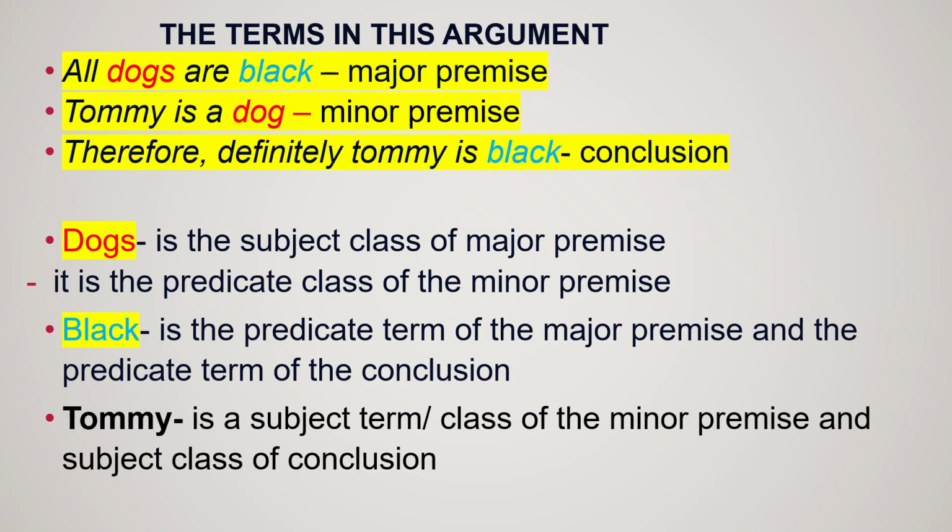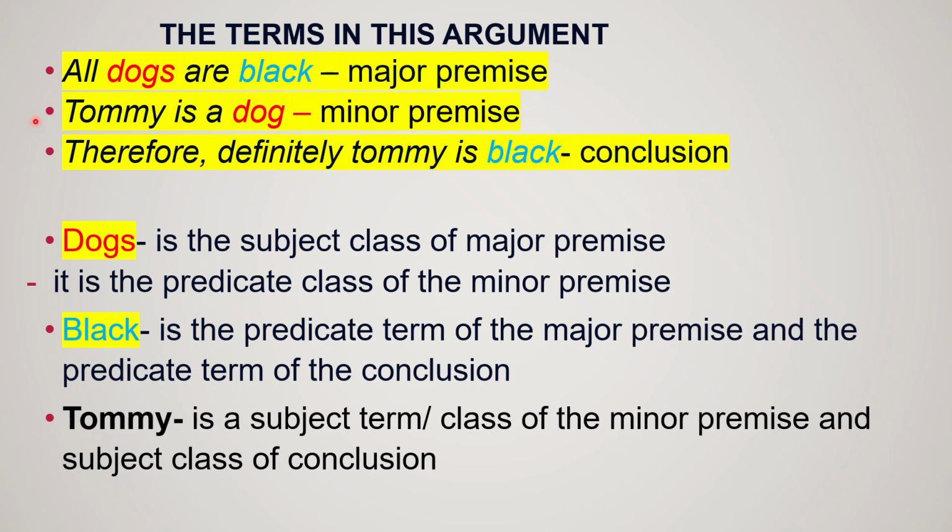Let us now look at the different terms in that argument so that we can fully understand the categorical syllogism. We said all dogs are black. Tommy is a dog, and therefore definitely Tommy is black. This is just an example of an argument. Remember, we can change this quantifier, all dogs, and say some dogs, or no dog, among other forms, like some dogs are not.